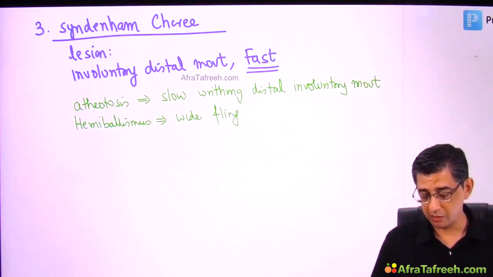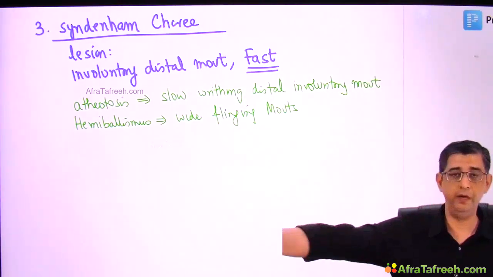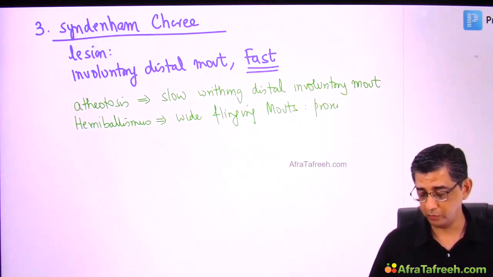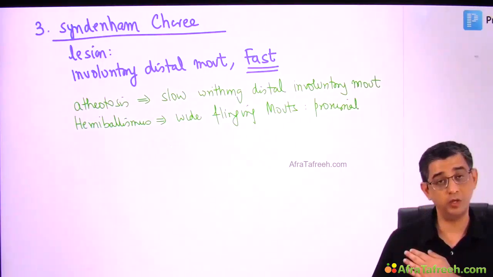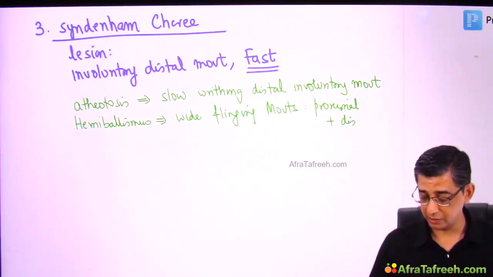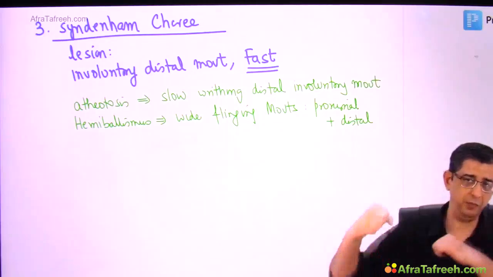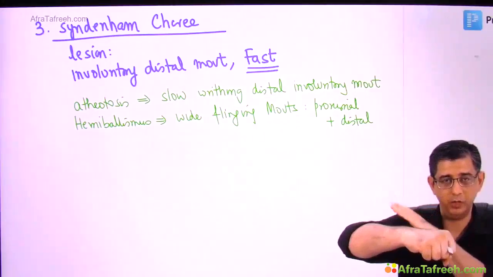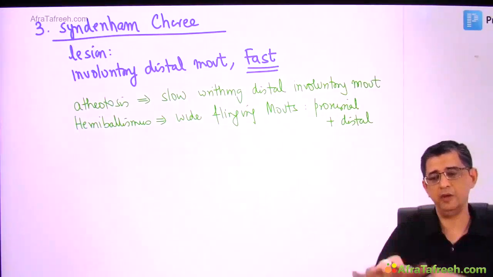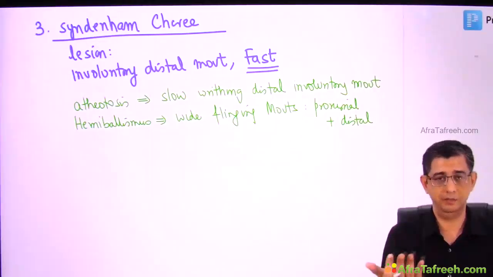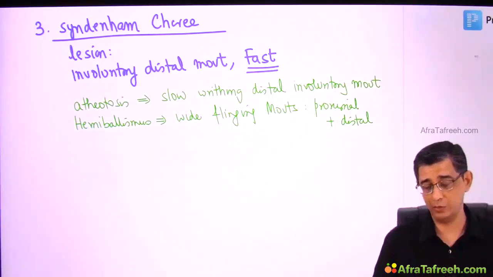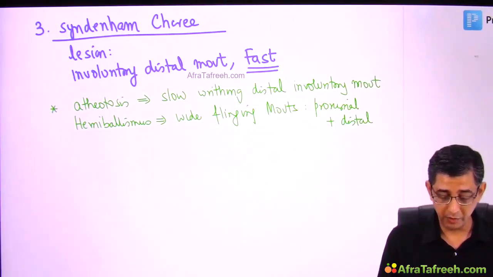Hemiballismus basically means wide flinging movements, which are going to occur both proximally, that is at the shoulder joint, as well as distally at the wrist joint. If I punch, movement at my shoulder, movement at my wrist, that's a combination of proximal and distal. But if I'm just having involuntary movement distally, that's one kind of involuntary movement. If it is occurring fast, it is chorea; if it is athetosis, it's relatively slow.